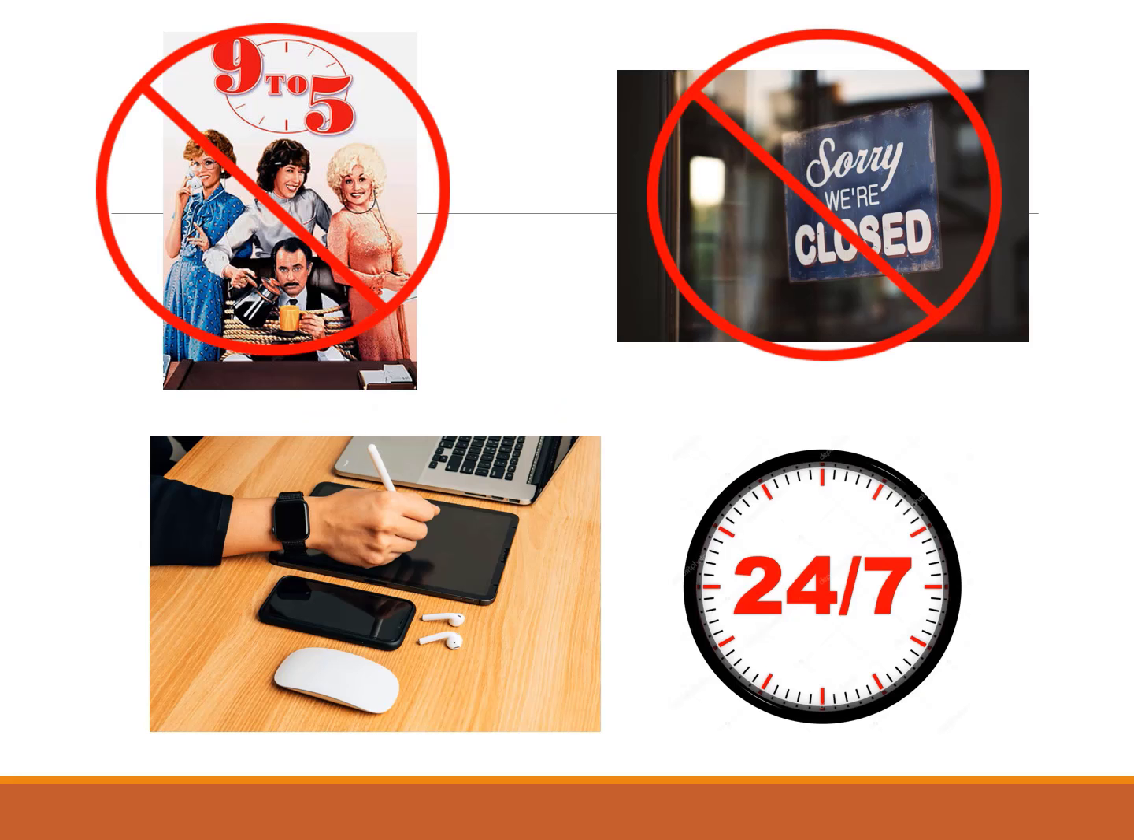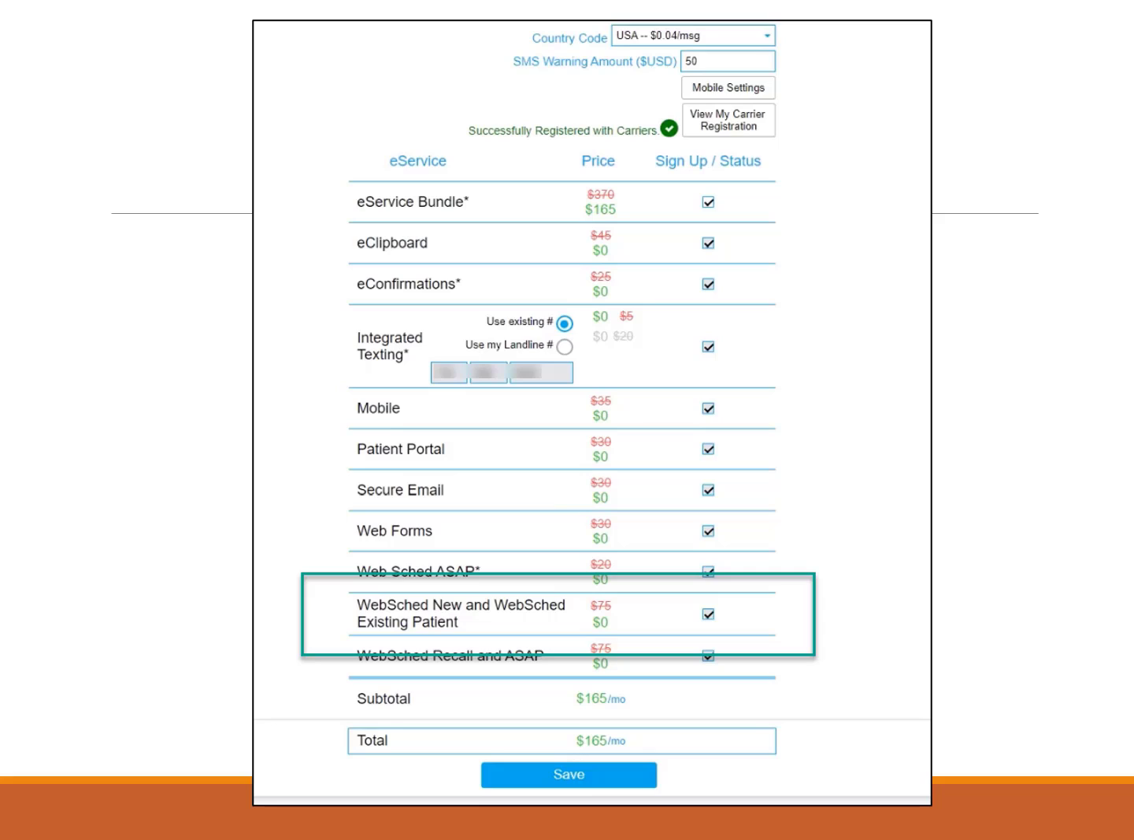We don't live in a 9-to-5 world anymore. We live in a 24/7 world. And we want to show you how you can open your appointment book so patients can schedule 24 hours a day. What we're going to show you is part of the web scheduling for new and existing patients, which is part of the e-services. It's only $75 a month.